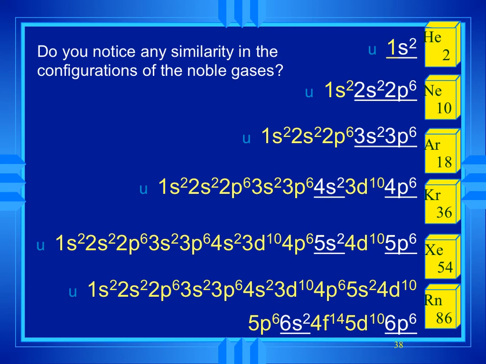Hopefully you're noticing that their outer shell is full. So what do I mean by that? Well, helium only has one shell, so its shell is full because the first shell only holds 2 electrons. Here we can see that we have 8 electrons, so we know that this also has a full valence shell. Again, we have 8, 8, 8, and then 8. We'll talk about how these D sublevels are tucked underneath the P sublevels a little bit later.